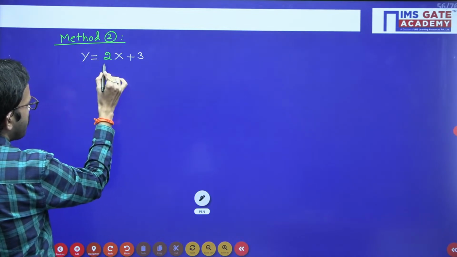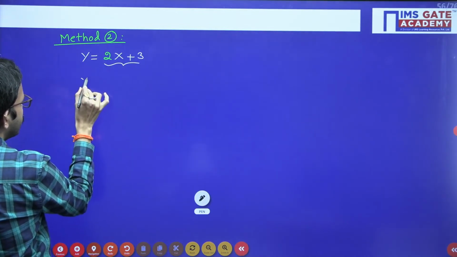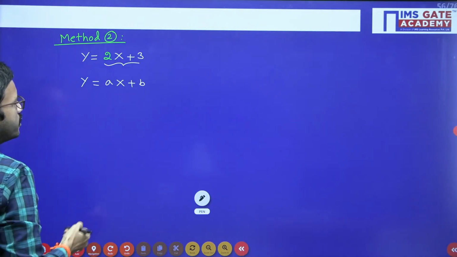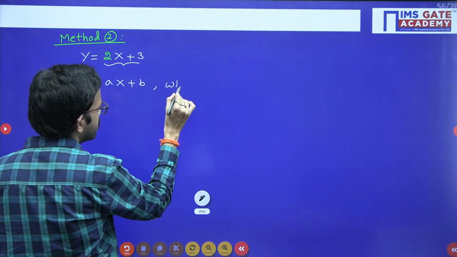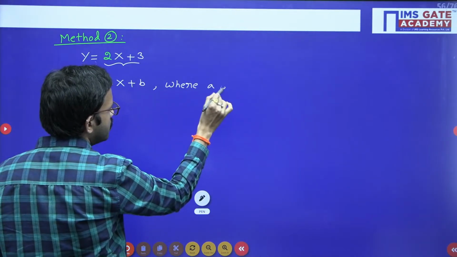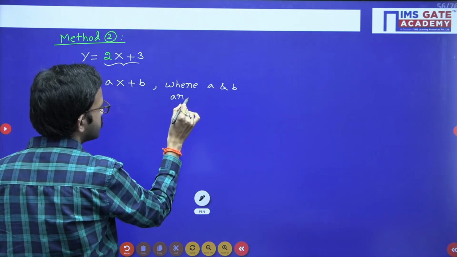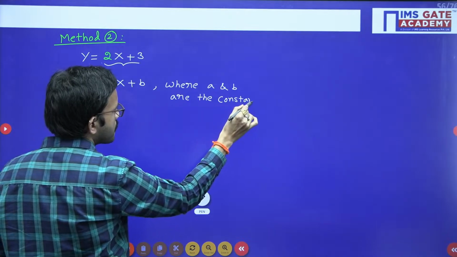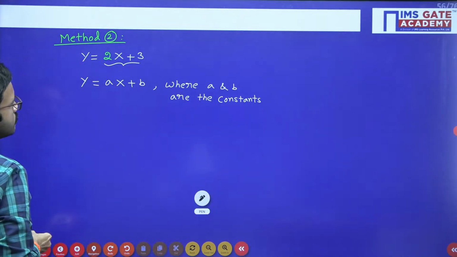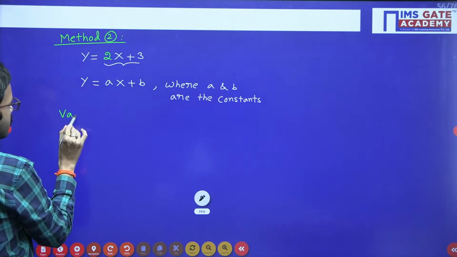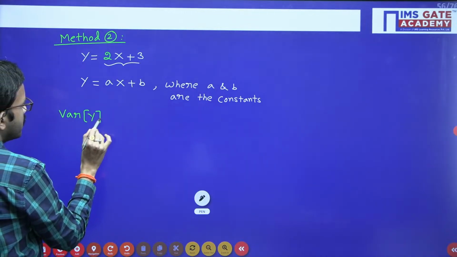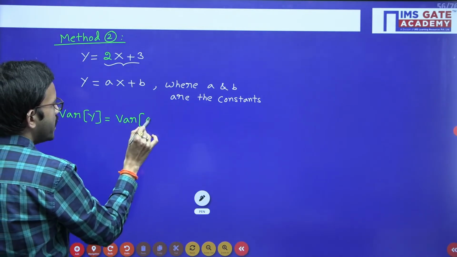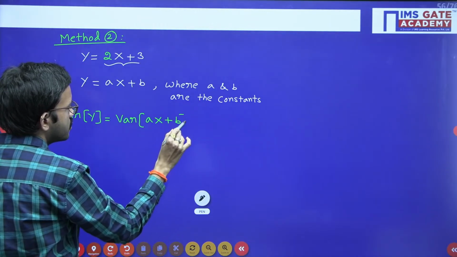Now this particular equation, if you observe, it is in the form like this. Y equal to ax plus b, where x is the random variable and a and b are the constants. Okay, so variance of y is equal to variance of ax plus b.